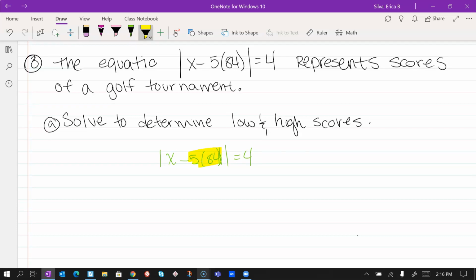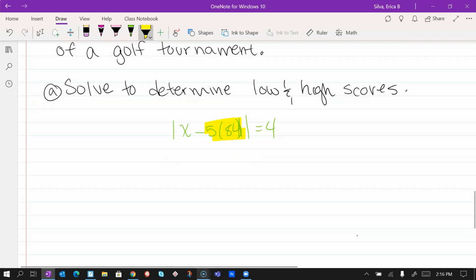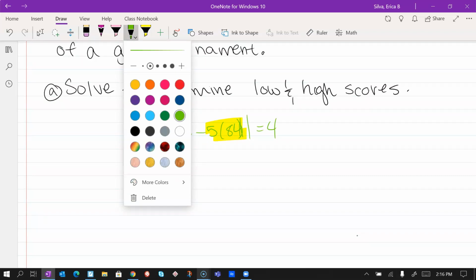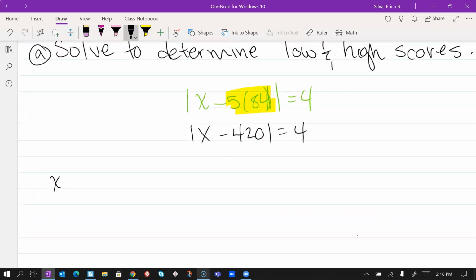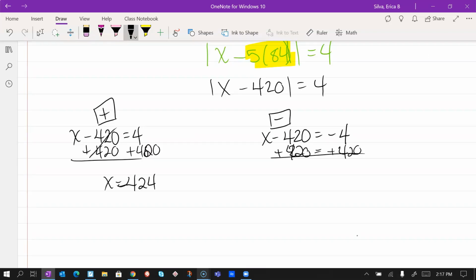So the first thing we want to do is multiply these two together. What do we get? 420. We've got x minus 420 equals 4. And then now, since our absolute value is isolated, let's find it when my answer is above 420. That's my plus. And then when my answer is below 420, that's my minus. Add 420. We got the 420 by multiplying 5 times 84.